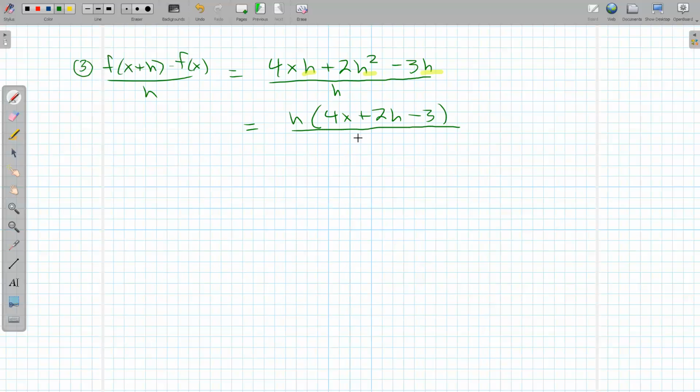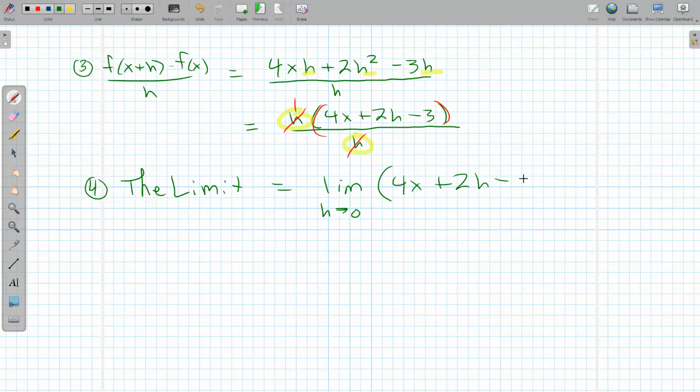And then we divide by the h, right, this guy right there. And fortunately, a number divided by itself is 1. And 1 times anything is itself, so I'm left with just this right here. And I'm ready to take the limit. So finally, step 4, I've got the limit. So I want to know what is the limit as h goes to 0 of 4x plus 2h minus 3.